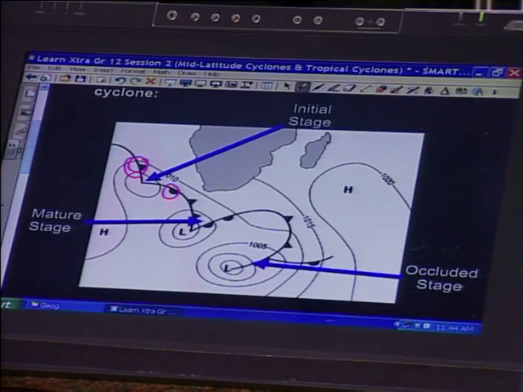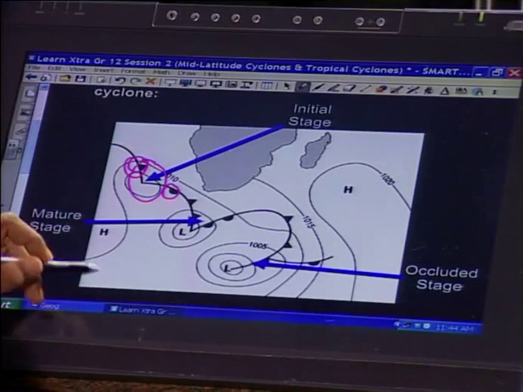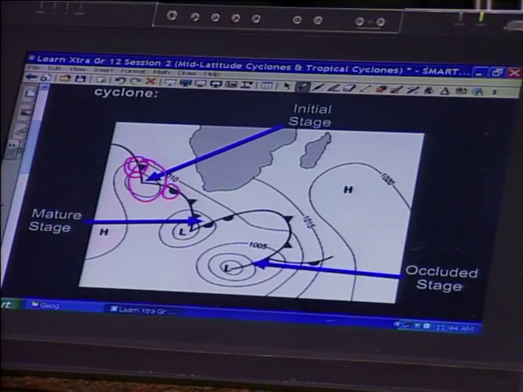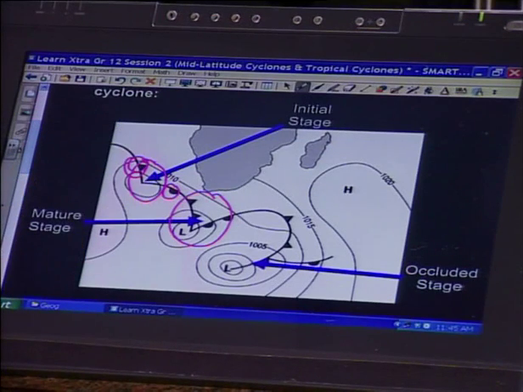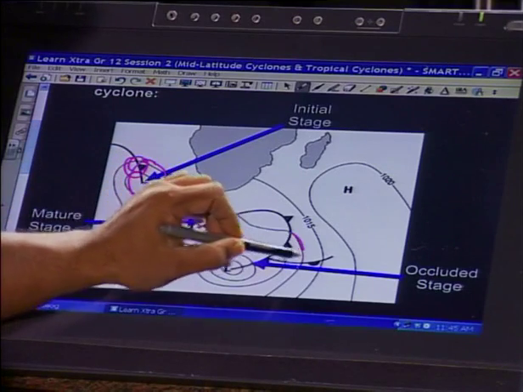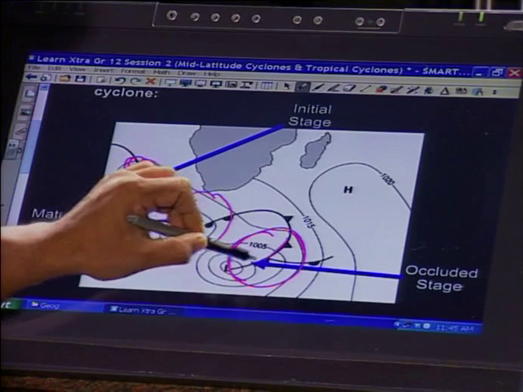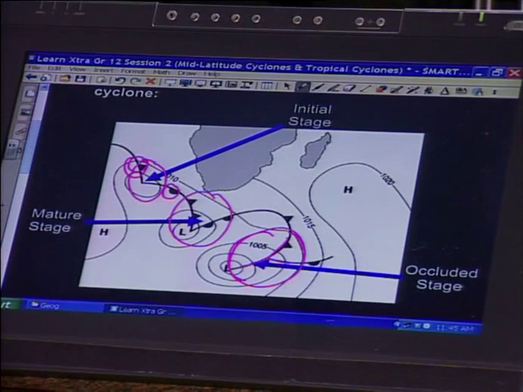We will also note that there are different stages in the formation of a mid-latitude cyclone. I want you just to remember this. When there's a slight wave like that, we call it the initial stage. When they're separated, we call it the mature stage. And when they start to join together, can you see it joining together here? We call that the occluded stage. I am going to give a little more explanation of each of these stages, but I just want to show you another diagram.